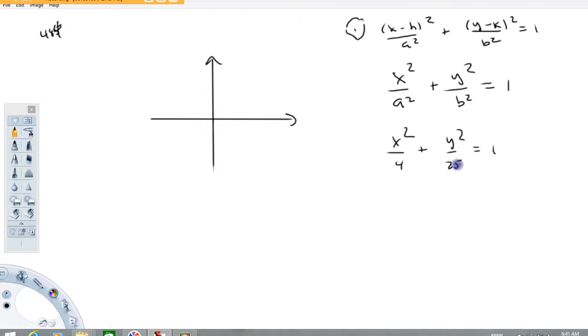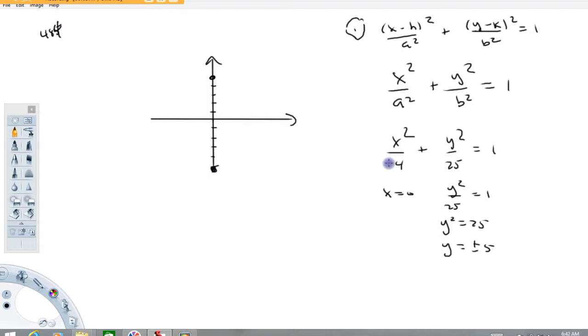Now you'll notice that the b squared is bigger, so this is going to look stretched out something like this. Usually what I do with these is I just get myself some points. They're very easy to get. If we set x equal to 0, this equation now reads y squared over 25 equals 1. Solve this for y: y squared is 25, so y is plus or minus 5. So we have 2 points we can put on here: (0, 5), and (0, -5).